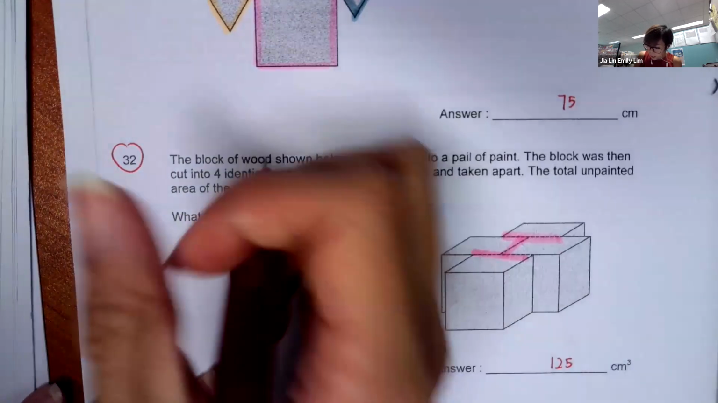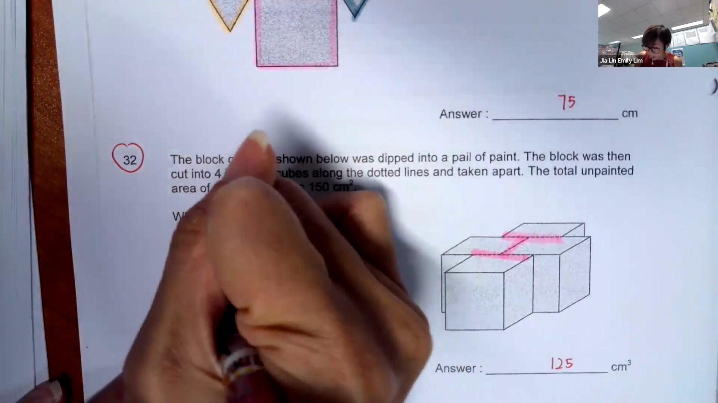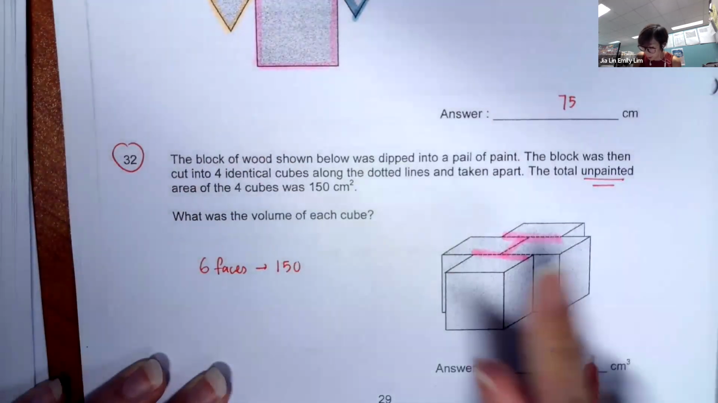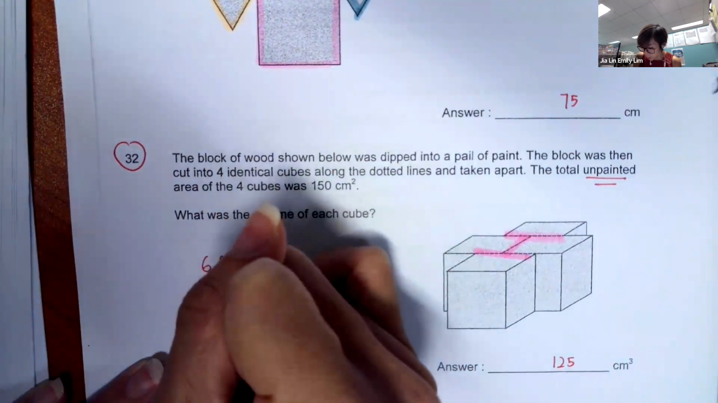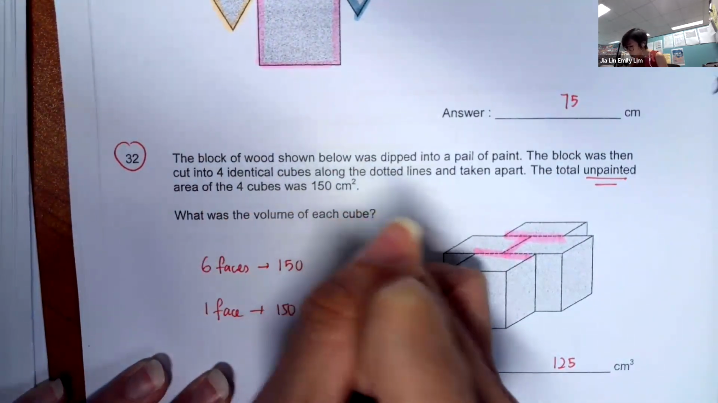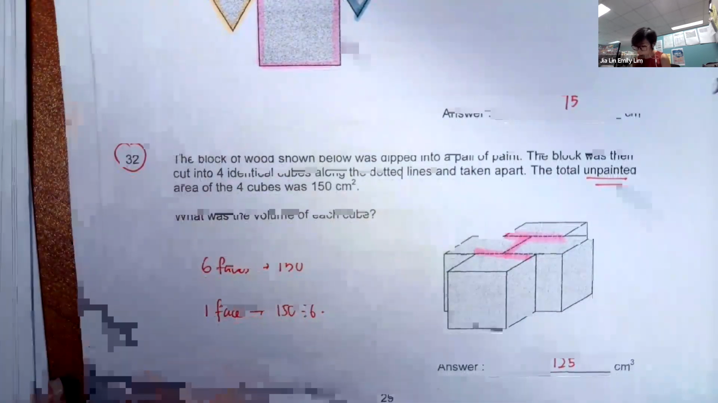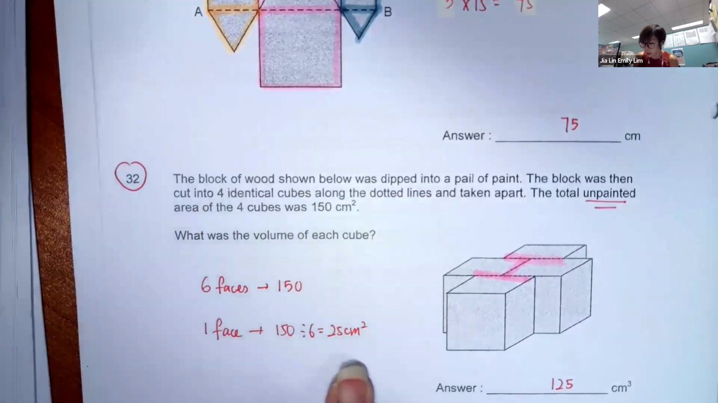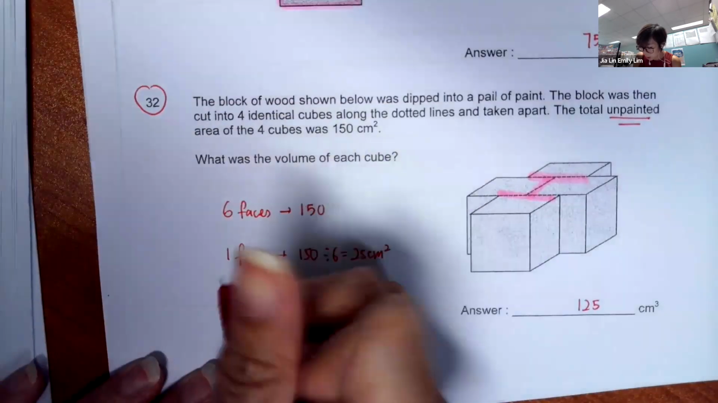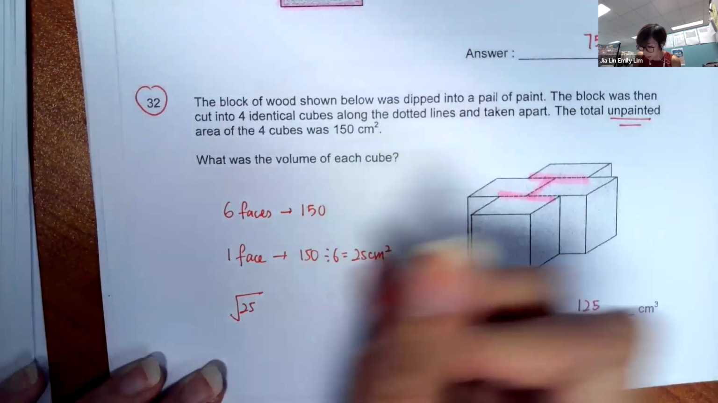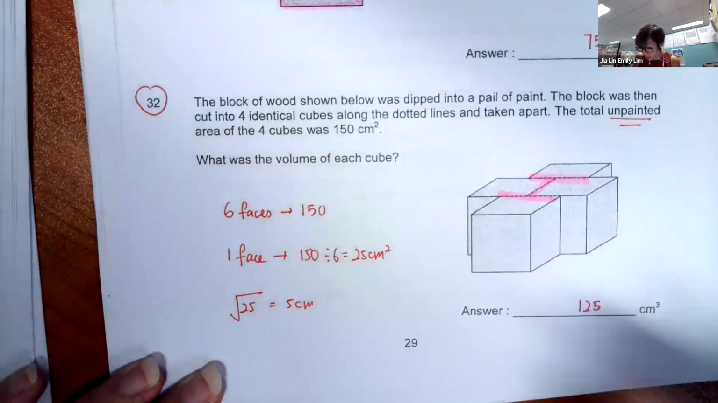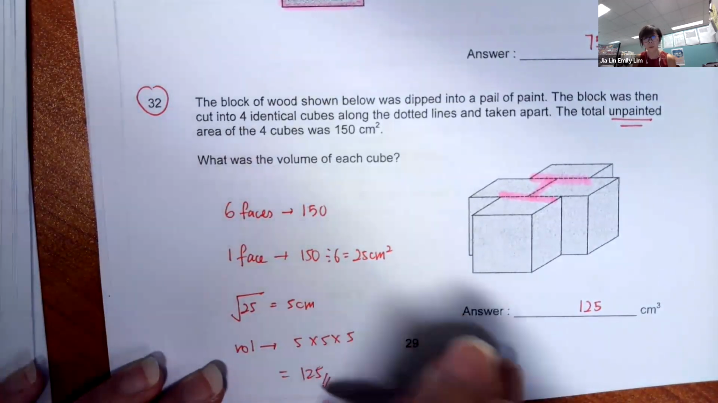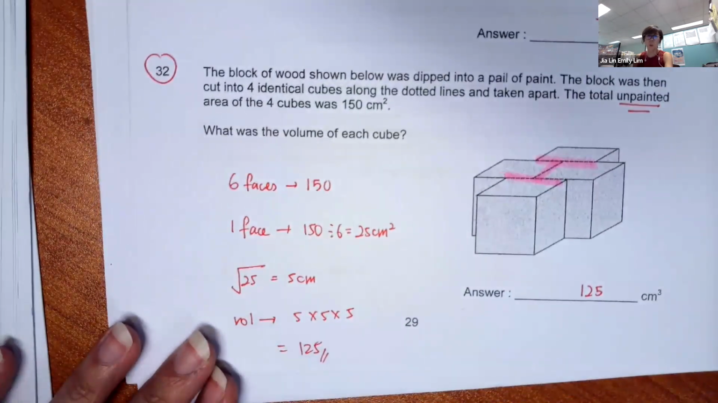So a total of 6 faces were actually covered. So 6 faces covered will give me 150, because it's unpainted now. If it's covered, it's unpainted. So one face would be 150 divided by 6, which should bring me to 25 square centimeter. And I know these are square faces. So to find one side of the square, the square root of 25, you get 5 cm. So the volume would be length times breadth times height, which is 5 times 5 times 5. I'll get 125 cubic centimeter. Okay, that's 32.